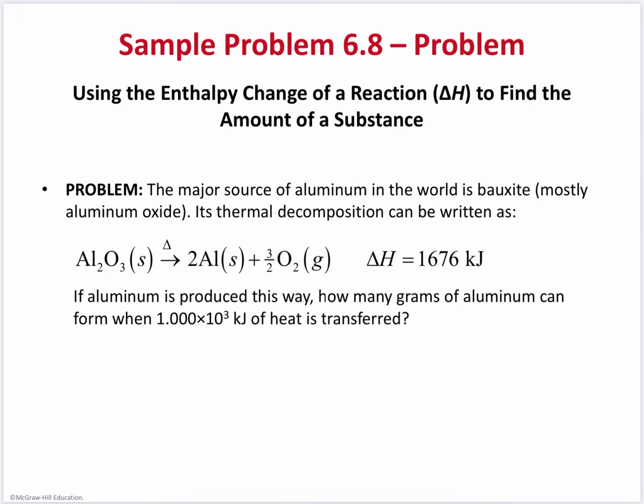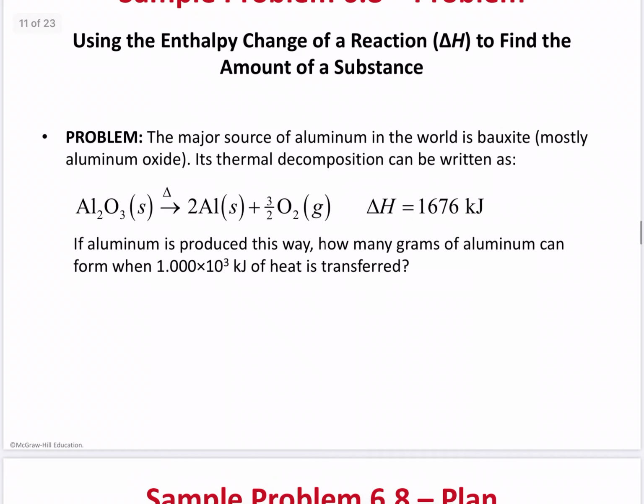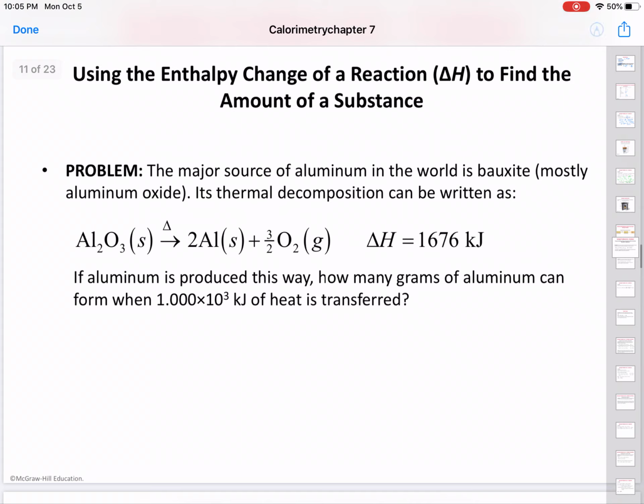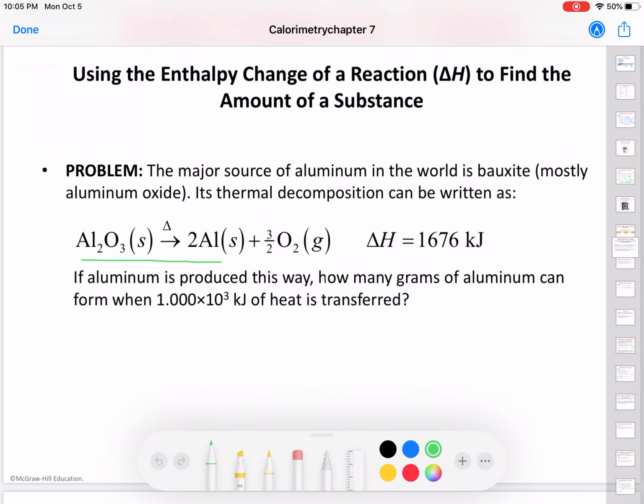The major source of aluminum in the world is bauxite, mostly aluminum oxide. Its thermal decomposition can be written as follows. The reaction is given: aluminum oxide, when you heat it, you get aluminum and oxygen. For this reaction, delta H is given as 1676 kilojoules, and this amount of heat is absorbed when 1 mole of aluminum oxide is used up, because this is a balanced reaction, right?